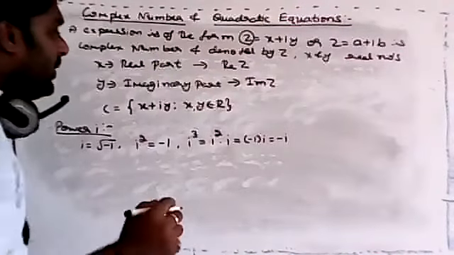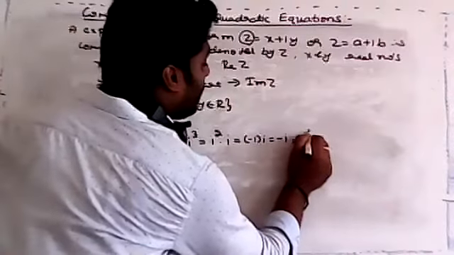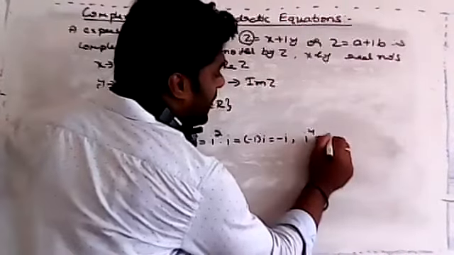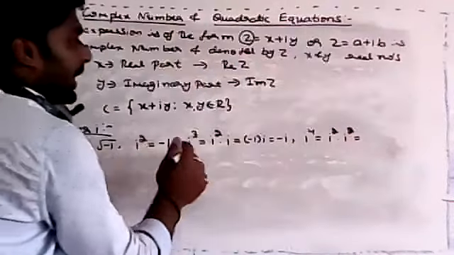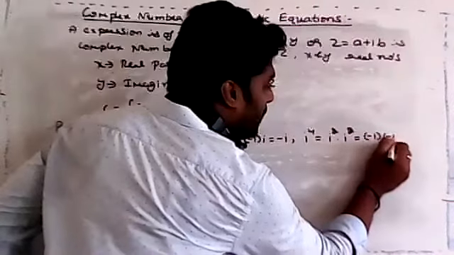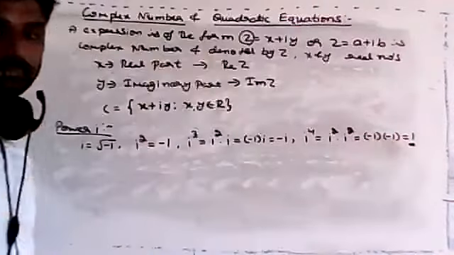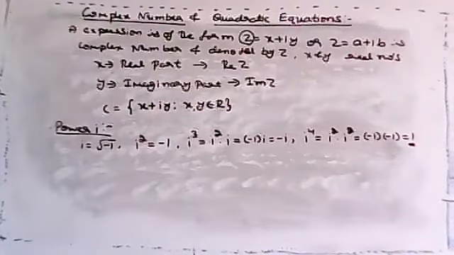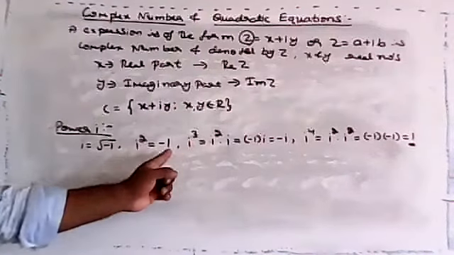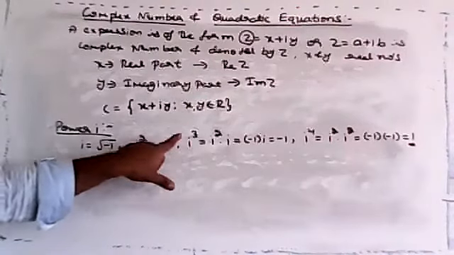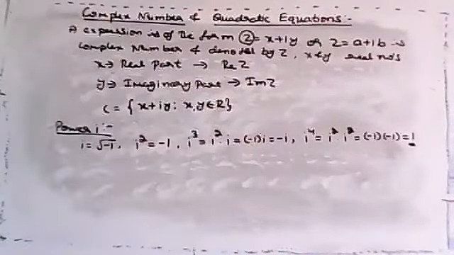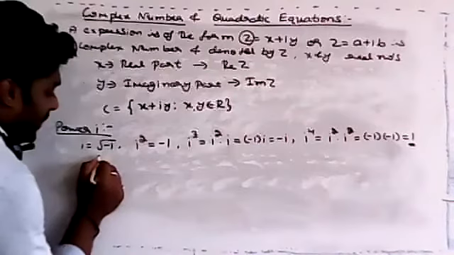Yes, good. Same way, we'll move on to i to the power of 4. Can we write i to the power of 4 as i square into i square? So i square is minus 1. So minus 1 into minus 1 is plus 1. Clear? So you have to remember these things. i square is minus 1. i cube is minus i. i to the power of 4 is 1. Okay. And in the same way, remember this one.